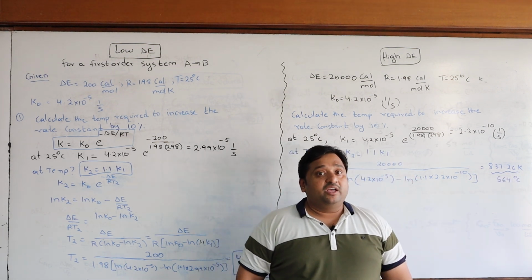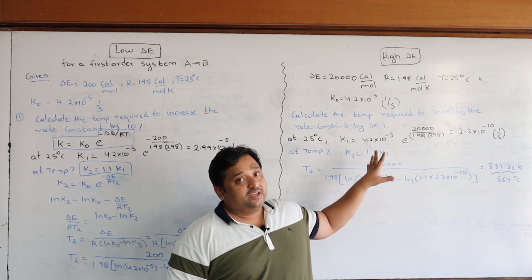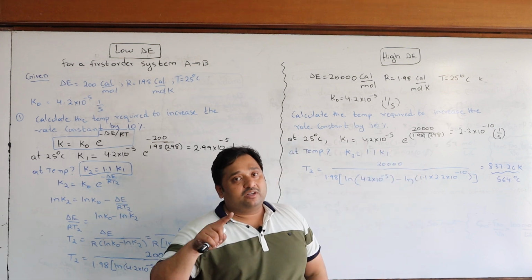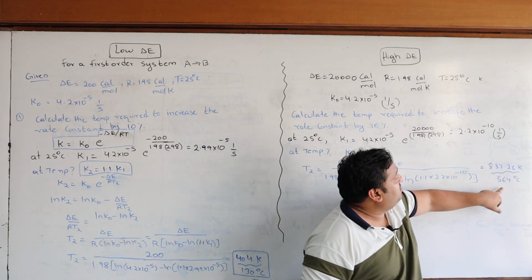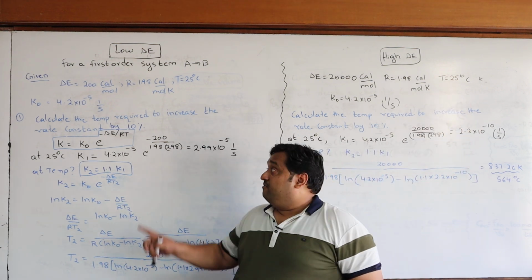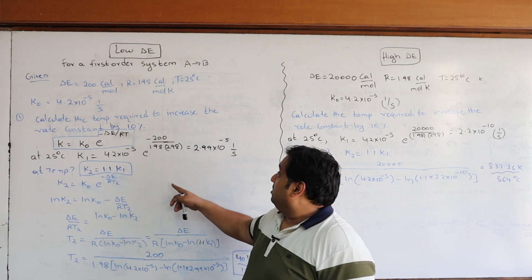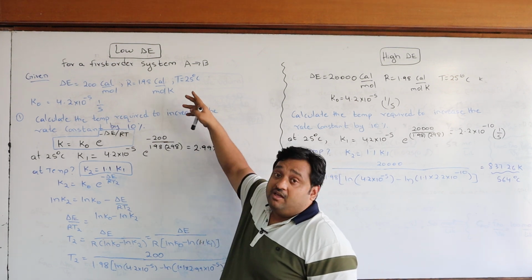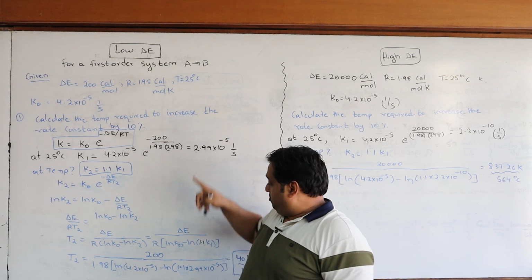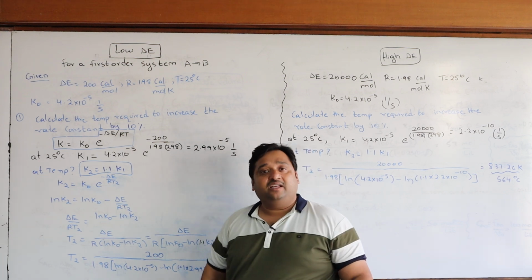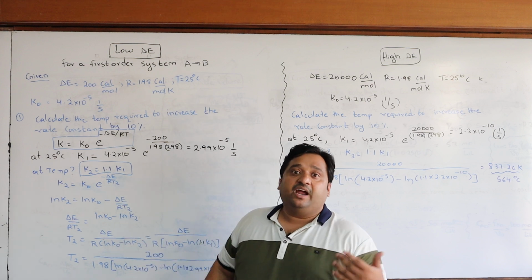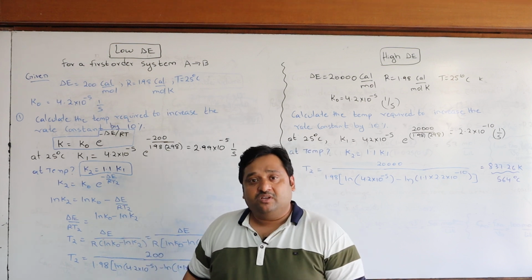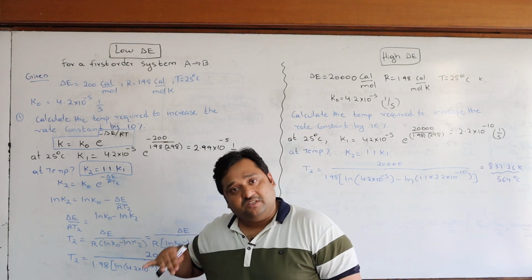That means for high activation energy systems, to increase the value of K2 by 10%, you have to increase the temperature from 25 degrees to 564 degrees. For low activation energy systems, increasing the temperature from 25 to only 130 degrees centigrade is enough. This is called temperature sensitivity, because high activation energy reactions are more temperature sensitive, and low activation energy reactions are less temperature sensitive.